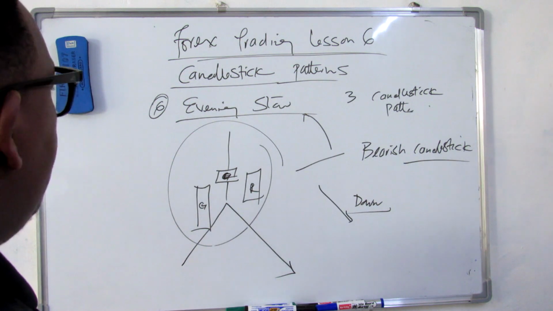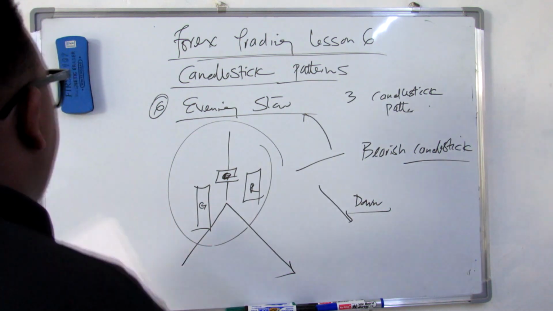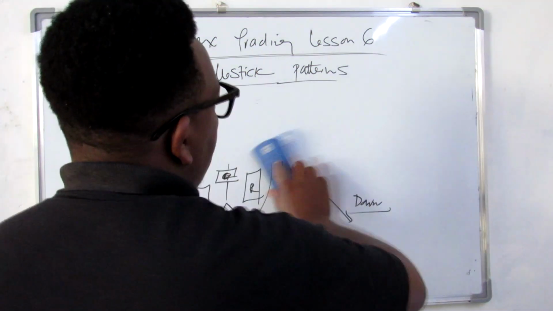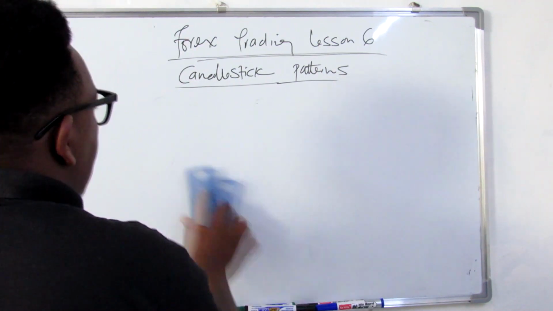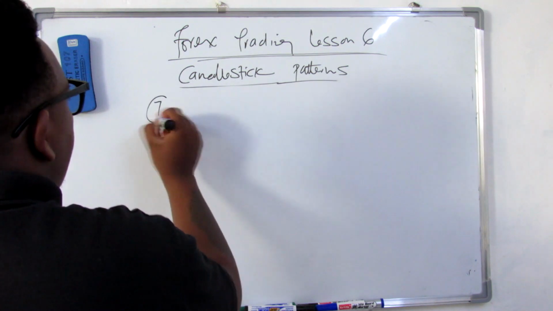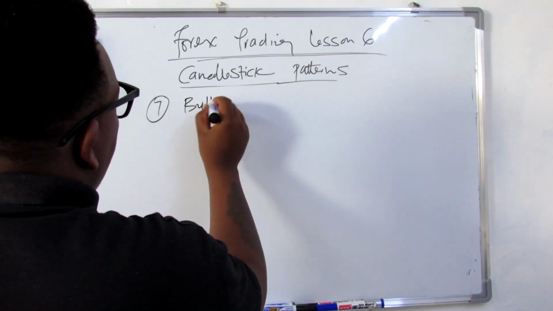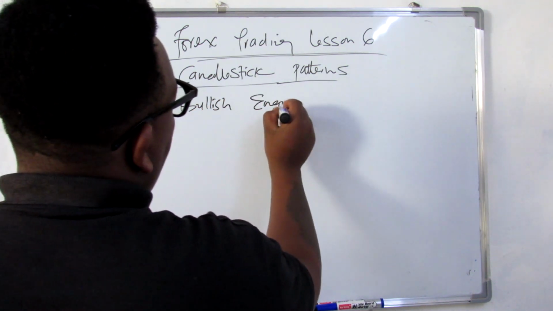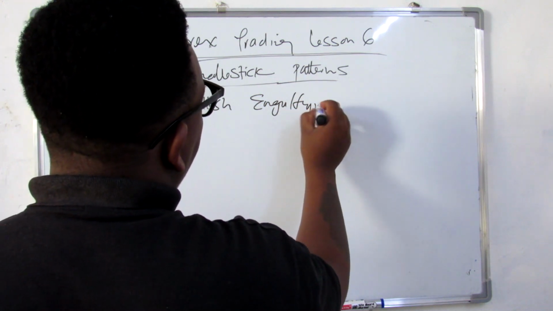So let's look into two other major candlestick patterns, and in this case we are talking about the bullish engulfing candle as well as the bearish engulfing candle. So we have number 7, the bullish engulfing candle.